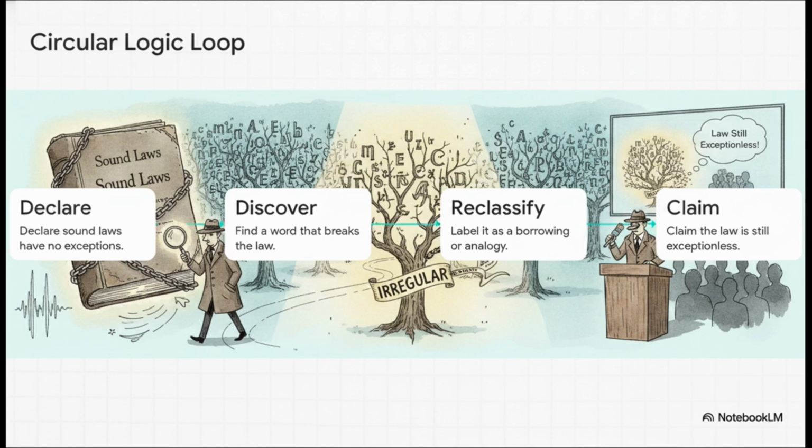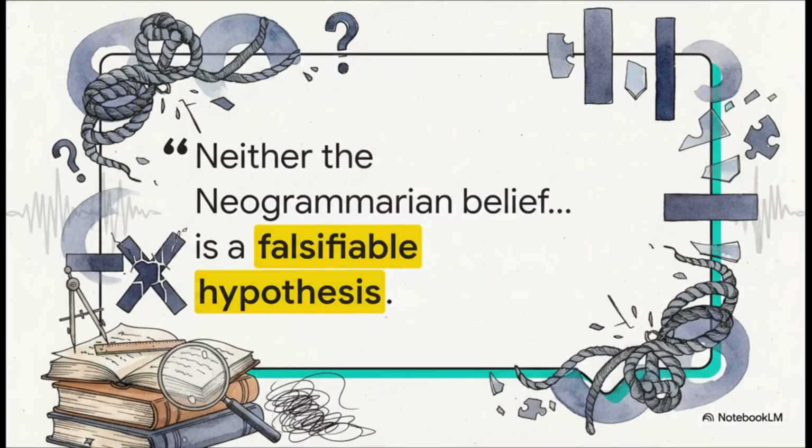Step 3, instead of admitting the law is broken, you just label the word a borrowing or an analogy. And finally, Step 4, you go back to the public and claim your law is still exceptionless. Do you see it? Any falsifying data is simply reclassified to protect the theory. The whole framework prevents any objective testing of its own core principles. It's a closed loop.